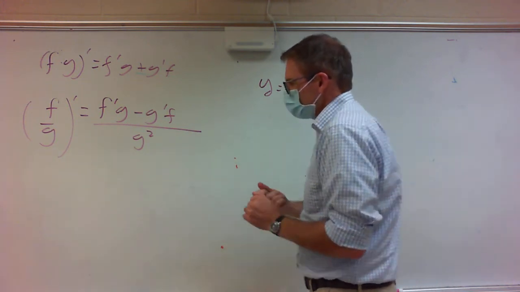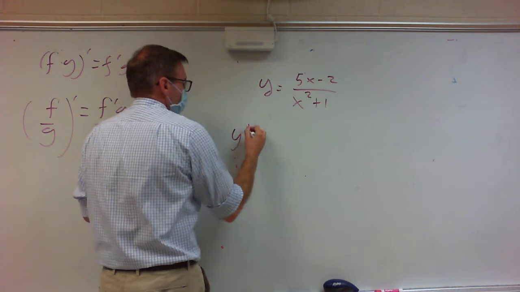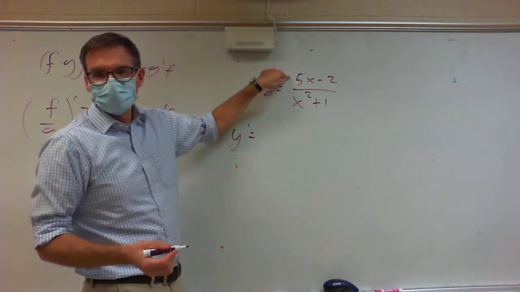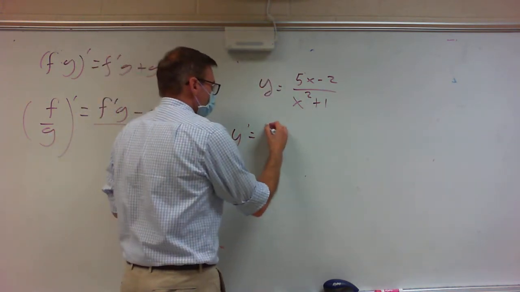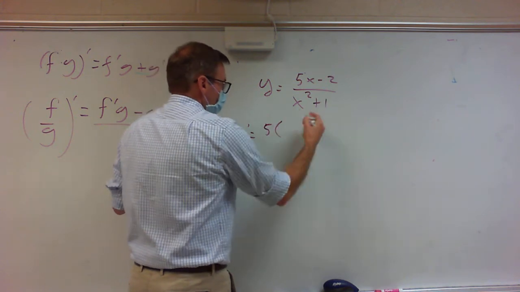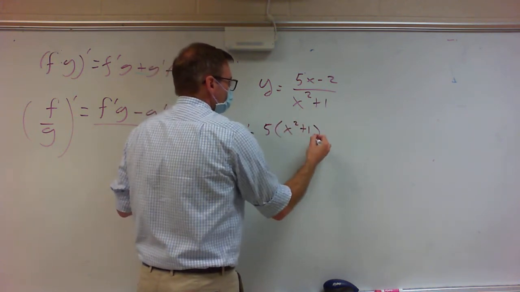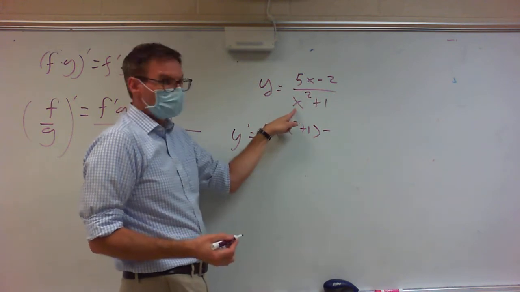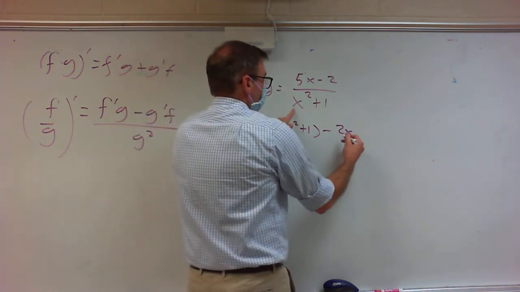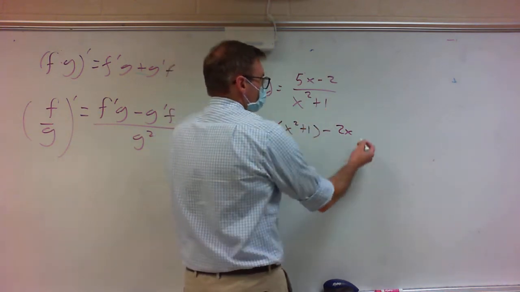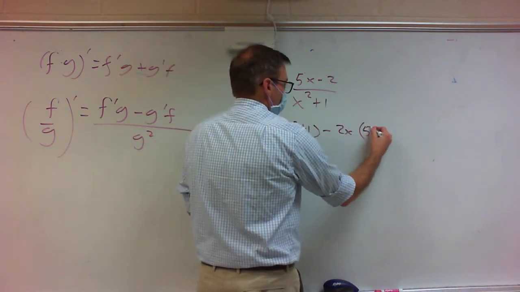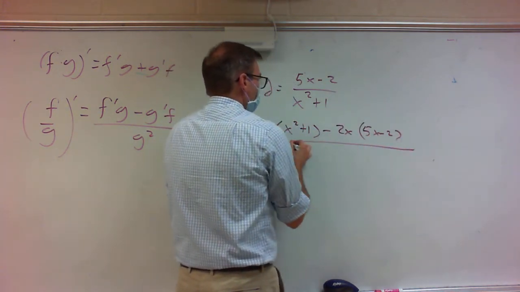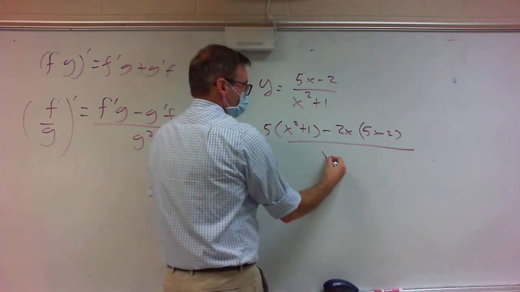So when I look at this thing, it's derivative of the top, which is 5, times the bottom, minus derivative of the bottom. So derivative of the bottom is going to give us 2x, and derivative of 1 is 0, times the top, all over the bottom squared.